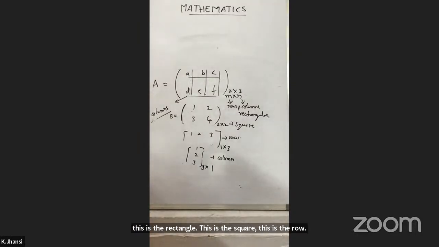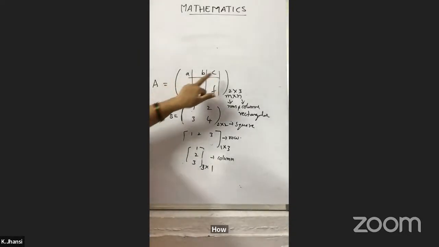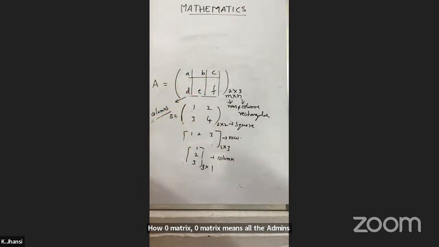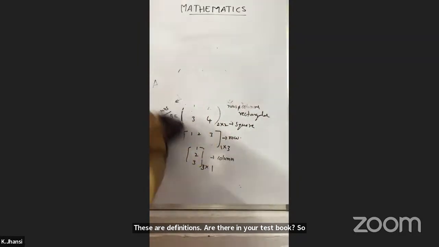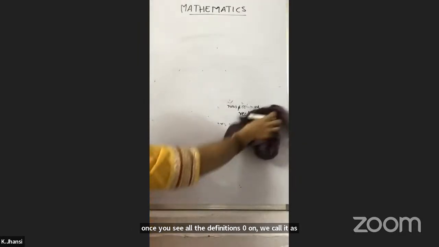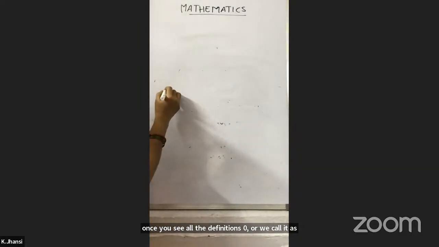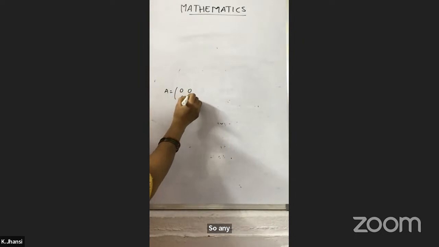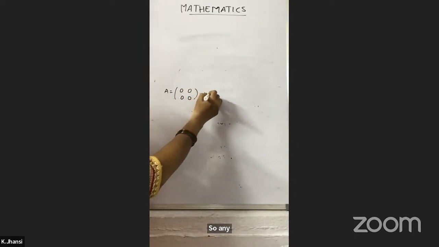Next, you should know the order compulsorily, how to represent the order. Next we have the zero matrix. Zero matrix means all the elements are 0 here. Then it is called a zero matrix. And next, identity matrix, and the zero or null matrix. These definitions are all there in your textbook. So once you see all the definitions, zero, or we call it a null matrix. So any matrix K, if you have 0, 0, 0, 0, this is called null or zero matrix.